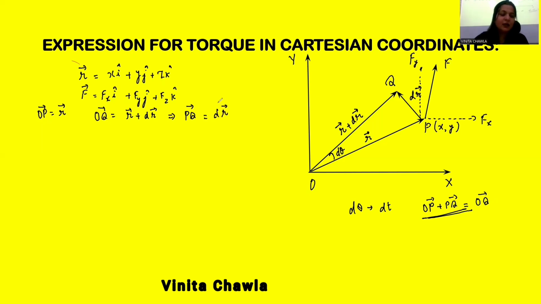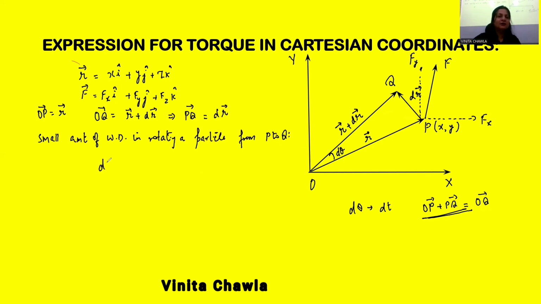क्लियर है? ठीक है? Now because we have rotated the particle by this small angle d theta, a small amount of work will be done. So write this: small amount of work done in rotating a particle from P to Q. ठीक है? Small amount of work will be done, and work is a scalar quantity, right? And it is a scalar product of two vectors, force and displacement. तो फोर्स अप्लाइड इज वेक्टर F डॉट, स्केलर प्रोडक्ट है, स्मॉल डिस्प्लेसमेंट जो हुई है वो क्या है यहाँ पे, स्मॉल डिस्प्लेसमेंट वेक्टर dr.